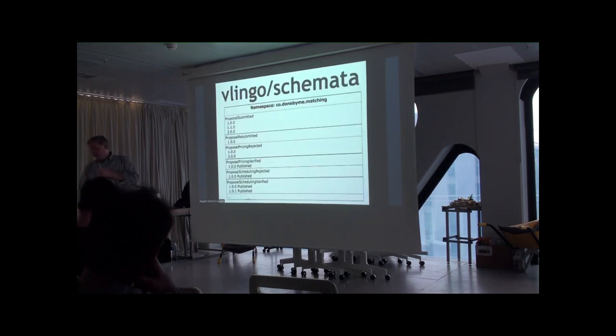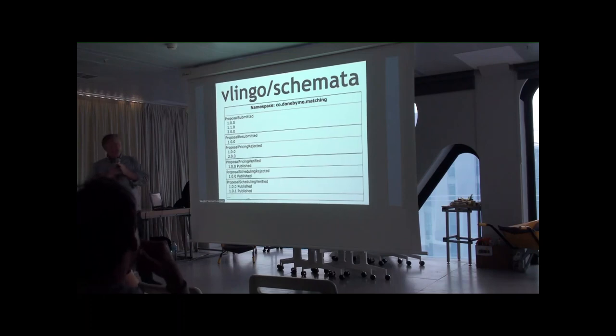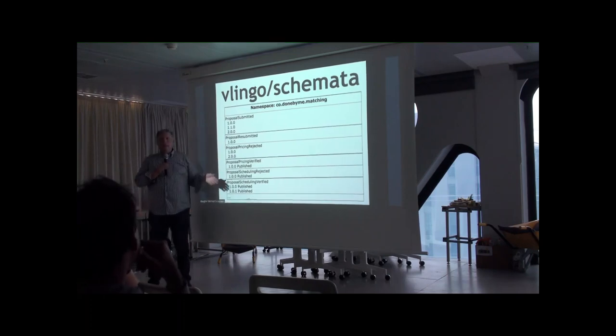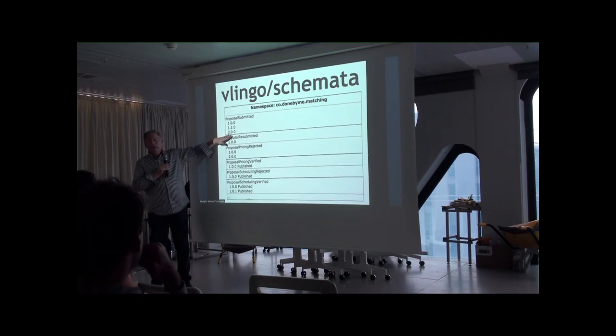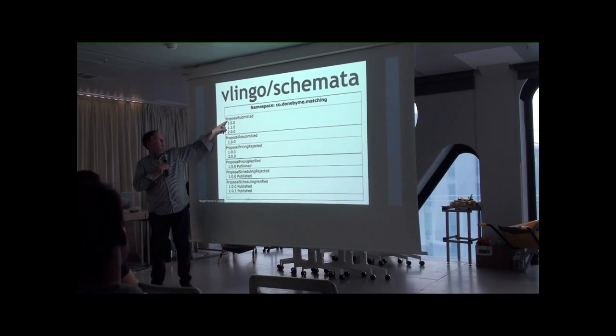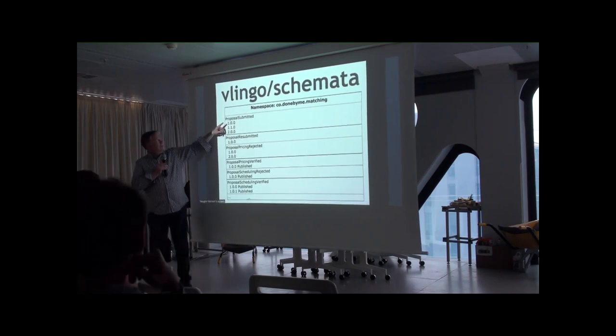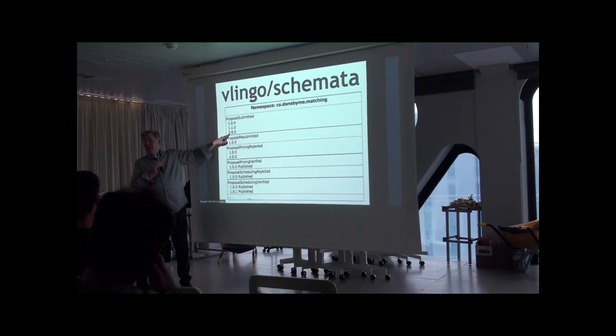Some components to take a look at: Vlingo Schemata, which is the schema registry. This uses semantic versioning to distinguish between non-breaking changes and breaking changes. So for example, anything that shares any version of this domain event in the schema registry that shares the same major version must be forward and backward compatible, whereas the 2.0 says that this can be a breaking change.